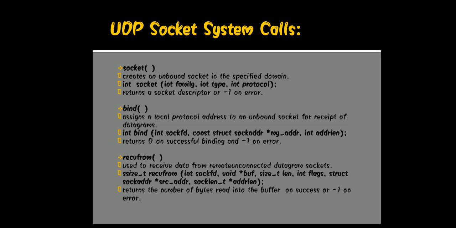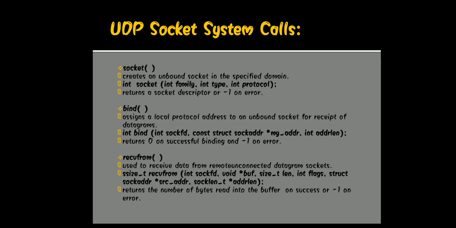Socket. Socket system call creates an unbound socket in the specified domain. It accepts 3 arguments. Family specifies the protocol family, type specifies the kind of socket you want, protocol specifies the protocol type. It is 0 by default. It returns a socket descriptor on success and -1 on error. Bind. Bind system call assigns a local protocol address to an unbound socket for receipt of datagrams. It accepts 3 arguments: file descriptor, socket address, and length of address. It returns 0 on success and -1 on error.